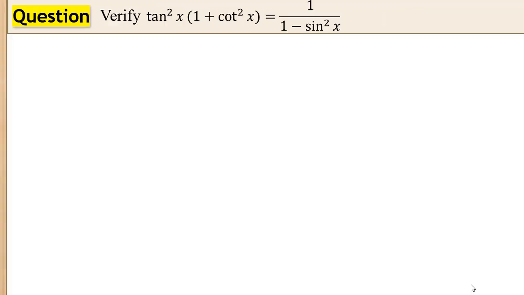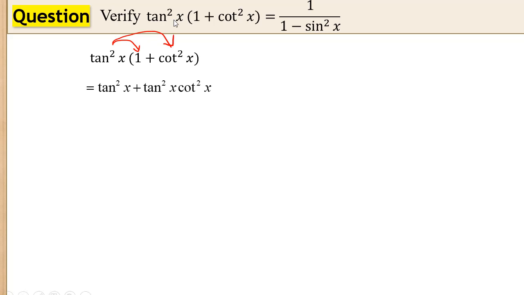For the next question, we are going to verify tangent squared x multiplied by 1 plus cotangent squared x is equivalent to 1 minus sine squared x. So, we plan to start from the left-hand side. For the very first step, we expand it to get tangent squared x plus tangent squared x multiplied by cotangent squared x.